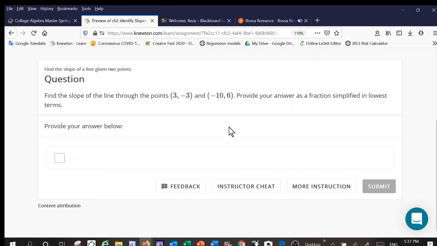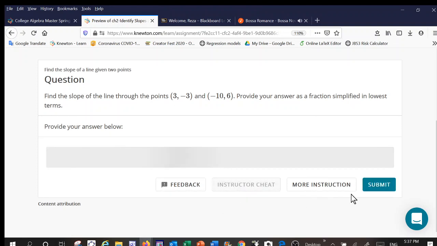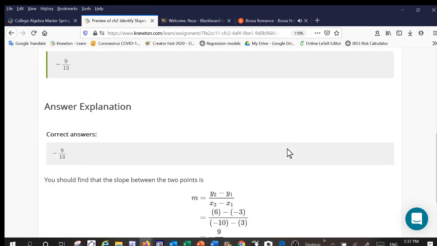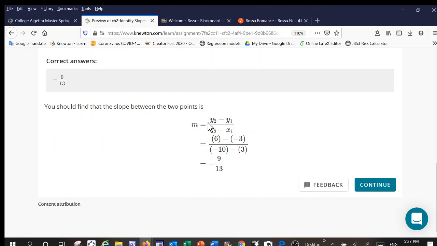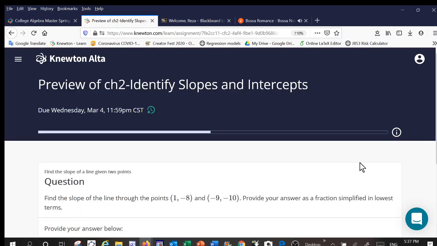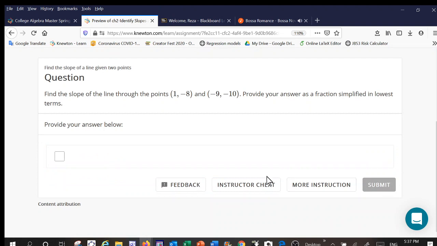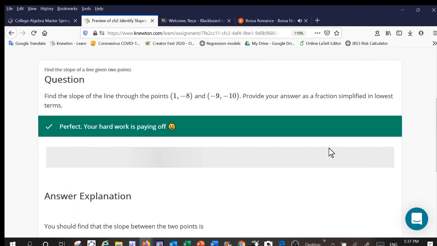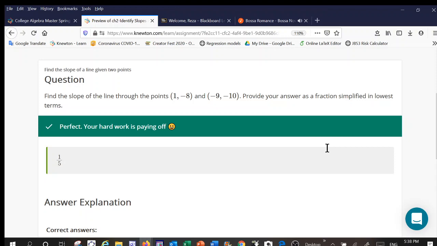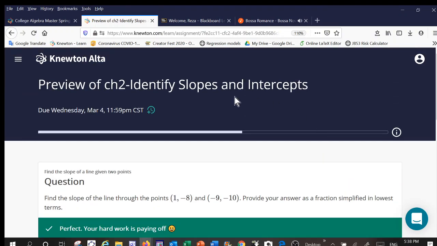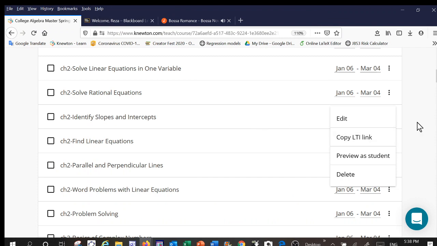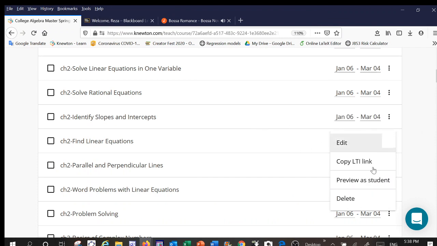All right. Find the slope of the line through the points. Well, how do we find the slope? We already know how to find the slope. y2 minus y1 over x2 minus x1. So that would be -9 over, right? That's the formula. And this is the same as before. So it looks like we're pretty good with this section. So identify a slope and intercept. We got that. All right, let's go to find linear equations.